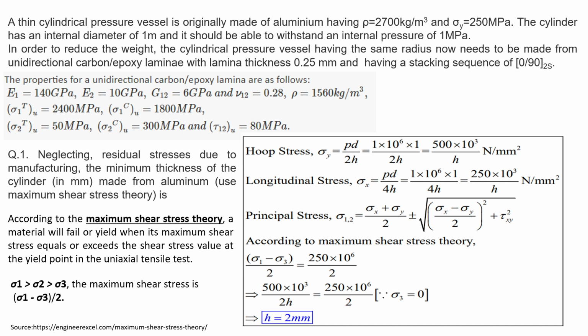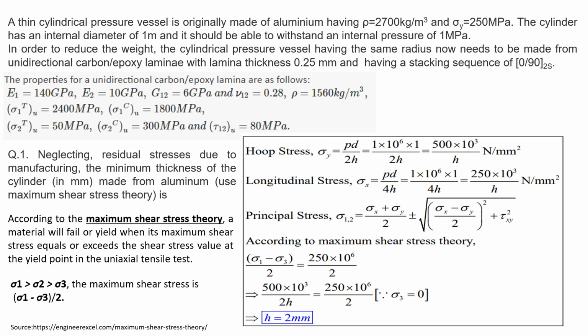So according to the maximum shear stress theory, a material will fail or yield when its maximum shear stress equals or exceeds the shear stress value at the yield point in the uniaxial tensile test. So the maximum shear stress value should be sigma 1 minus sigma 3 by 2. From that we will get the maximum shear stress. So first we need the values of sigma 1 and 2. For that, the value sigma y is given to us for the aluminium cylinder, that is 250 megapascal.